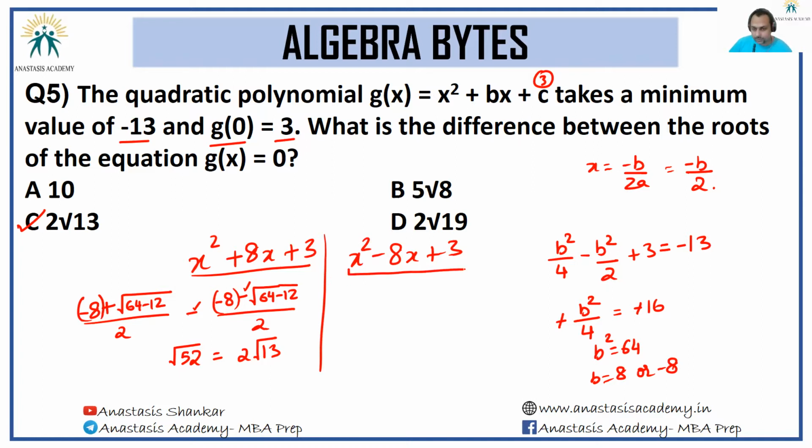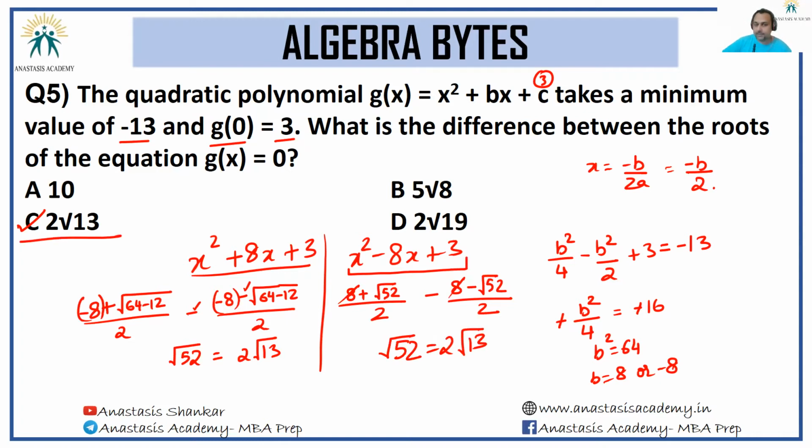For peace of mind, I will also work with minus 8. Can you see? This time you will get 8 plus root 52 by 2 minus minus 8 minus root 52 by 2. This b portion gets cancelled out anyway. So finally we are left with root 52 all over again, which is equal to 2 root 13 all over again. We'll mark option C as the final answer.